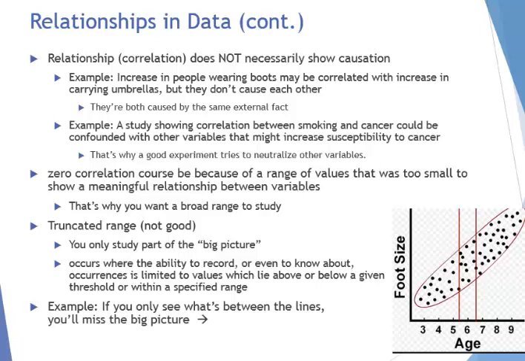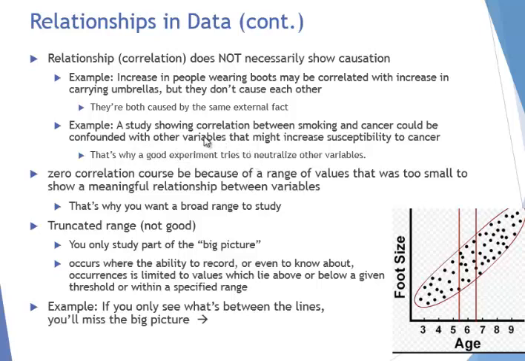The boots don't cause the umbrellas, and the umbrellas don't cause boots, but they're both caused by the same external fact, namely the fact that it's raining. So that's an example of two things that are correlated with each other, but are not necessarily caused by each other. They may be caused by the same underlying variable.